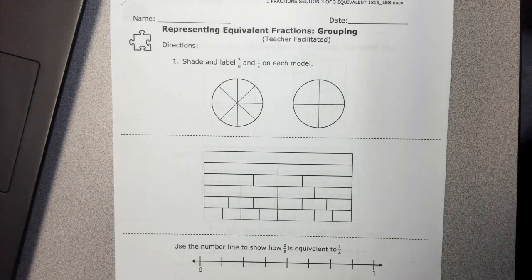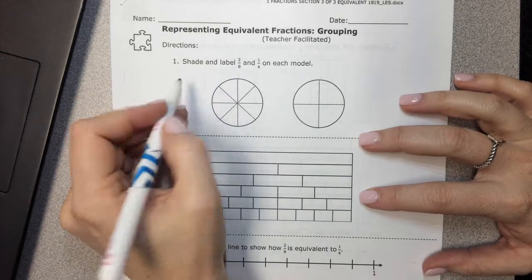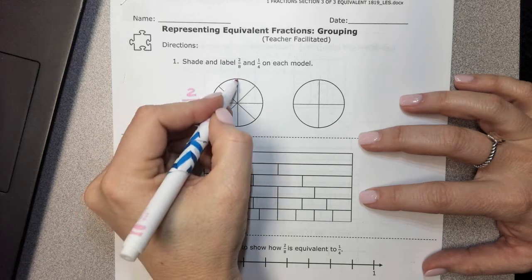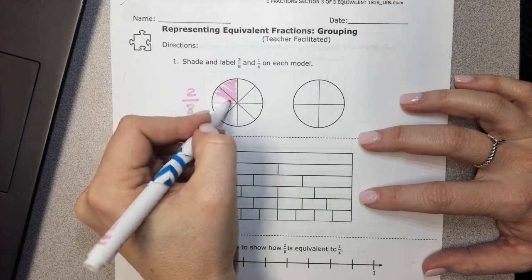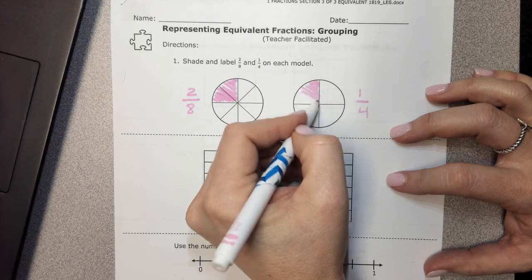Okay, we're going to start with the grouping page. It's page 36 on this packet. The instructions tell us to shade and label 2/8 and 1/4 on each model. So 2/8 on this model looks like this, and 1/4 on this model looks like this.